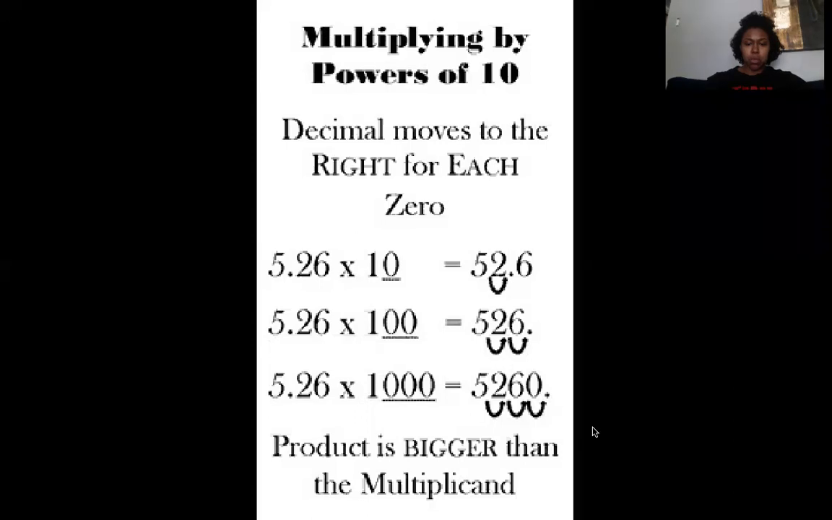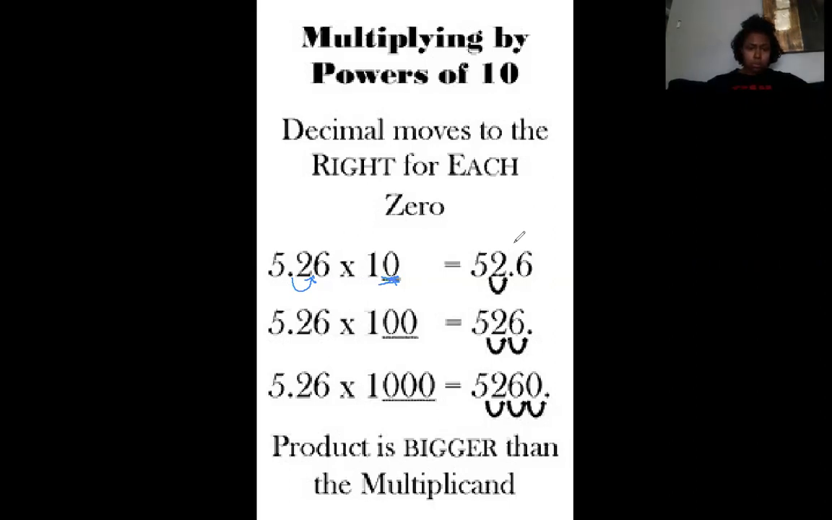So what you see here is that with 5.26 or 5 and 26 hundredths times 10, there's 1 zero, as they said. So there's that 1 zero. And so that means my decimal moves one time. So in the answer, you can see that that's what happened right here too, okay? So now it's 52 and 6/10, all right?